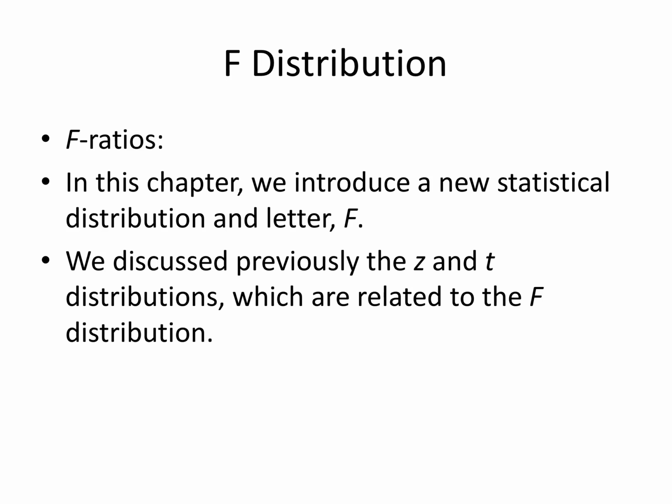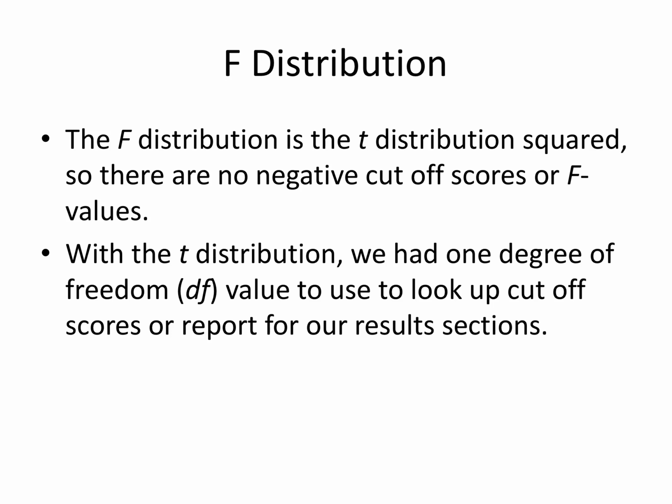Okay, so remember that T is a form of Z that depends on the number of people, and F is T squared. Okay. So there are no negative cutoff scores, so there are no negative F values. If you manage to get a negative F value, you have mega borked the program that's working, because all of this is based on variances, and all of that is squared, so there should be no negative values.